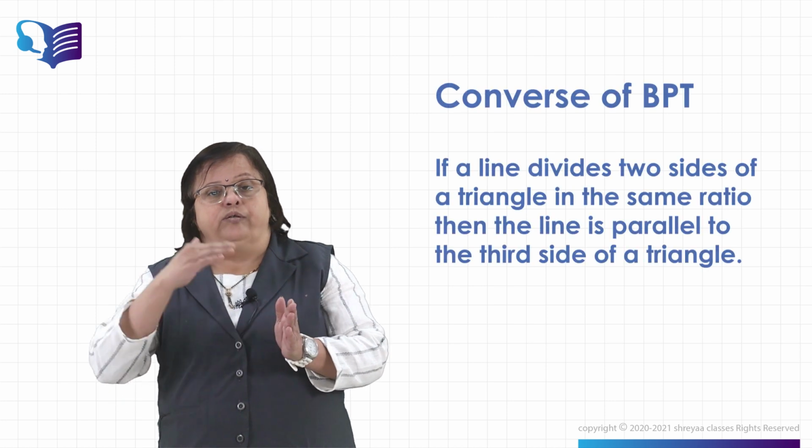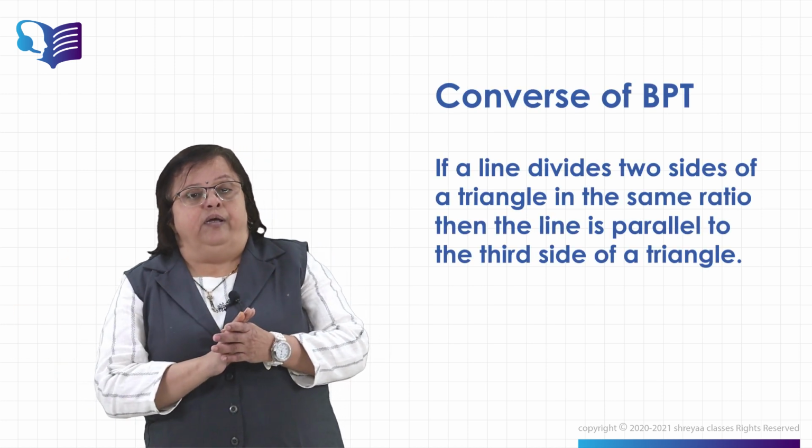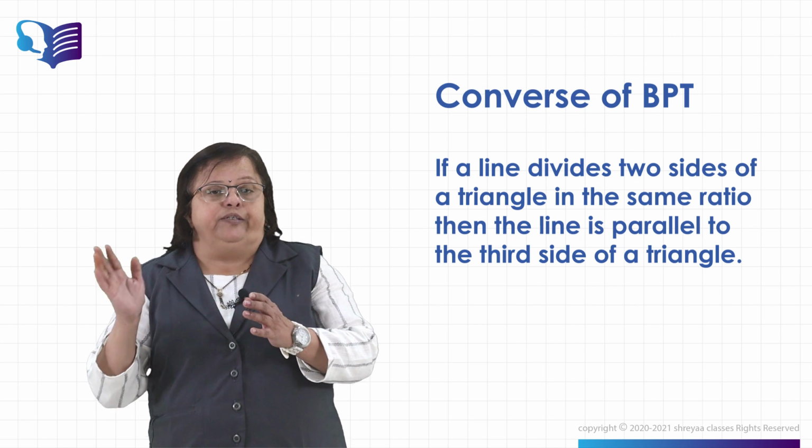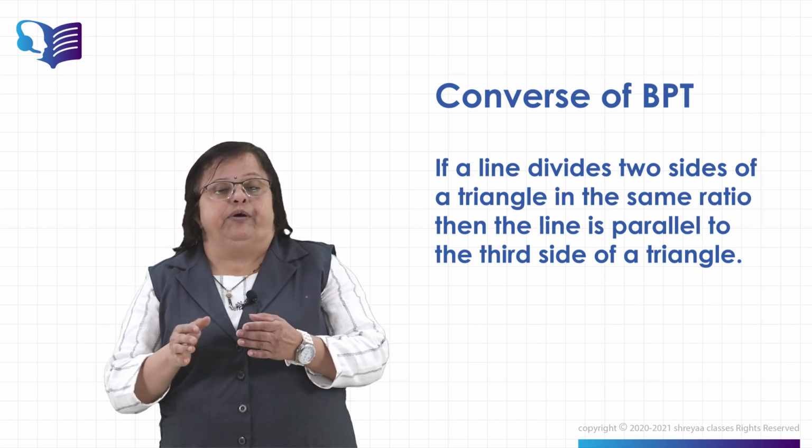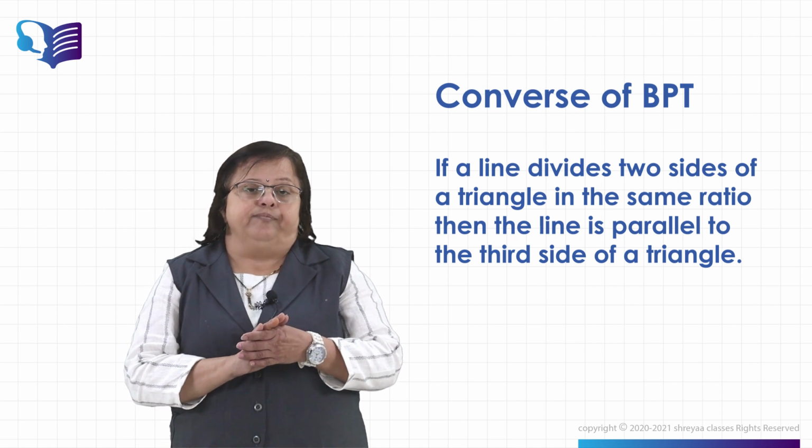Okay. So last time we have seen the basic proportionality theorem, in which the line is parallel to the third side of a triangle and therefore it divides the other two sides in proportion. Now what is the converse of BPT? If a line divides the two sides in proportion, then that line is parallel to the third side of a triangle.